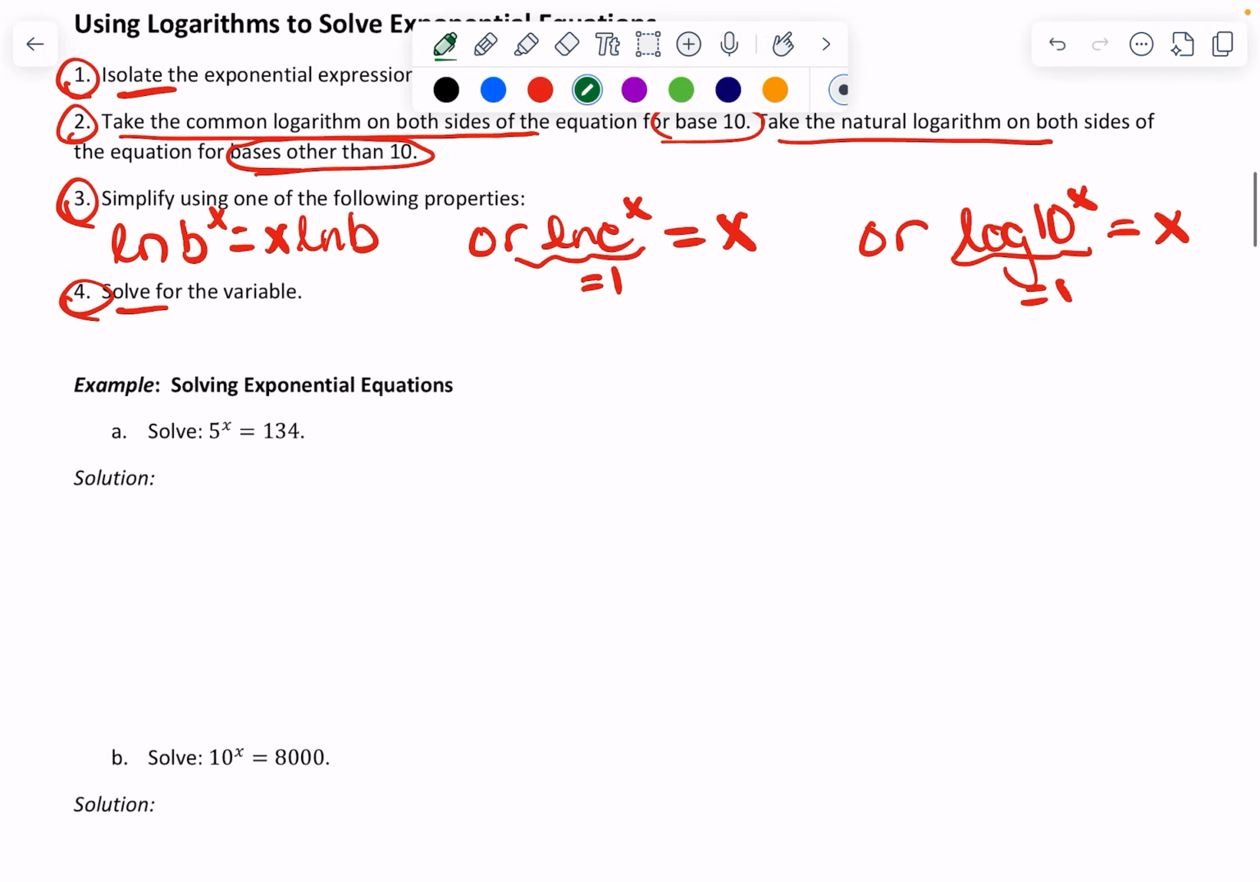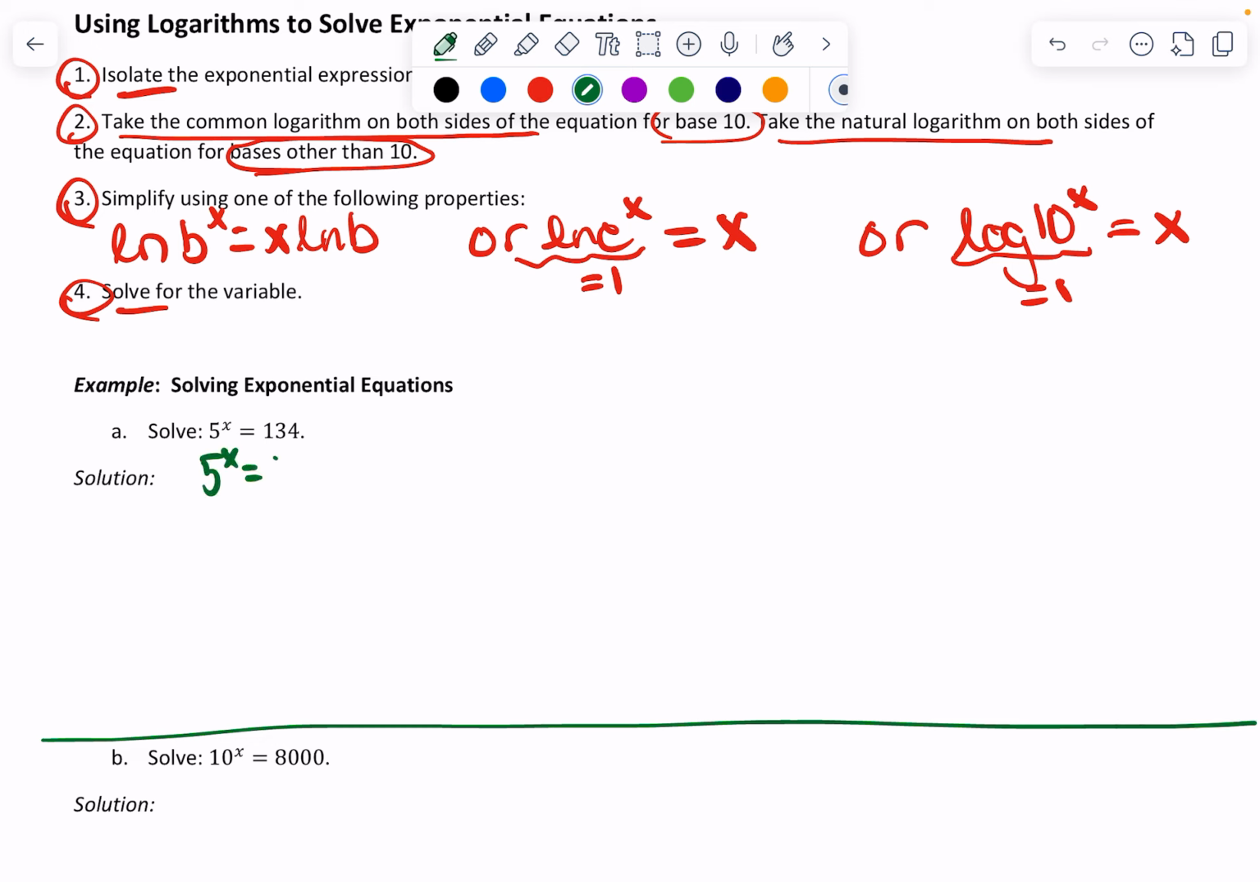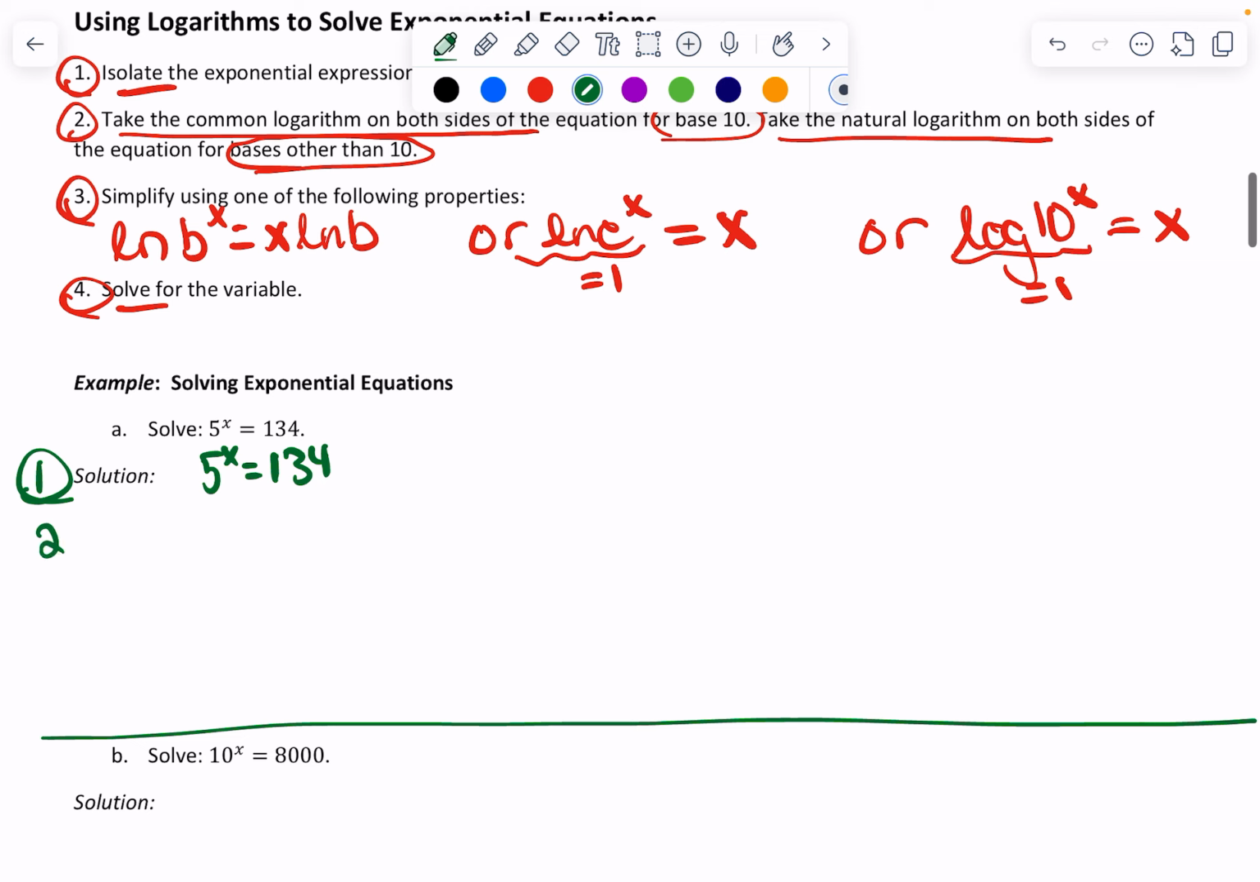Okay, so let's look at an example here. We have 5 to the power of x equals 135. Our first step is to isolate the exponential expression. Well, that's already done here. Second step is to take the common log on both sides of the equation for base 10, or take the natural log on both sides of the equation for bases other than 10. Our base is other than 10, so we're going to take the natural log of both sides right here.